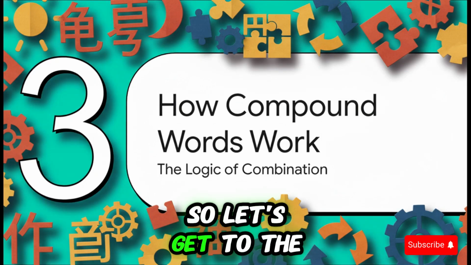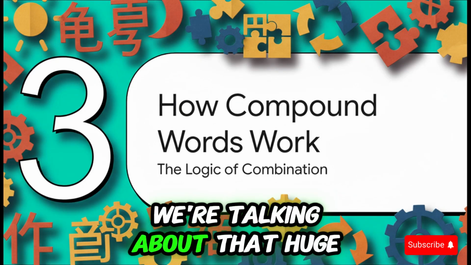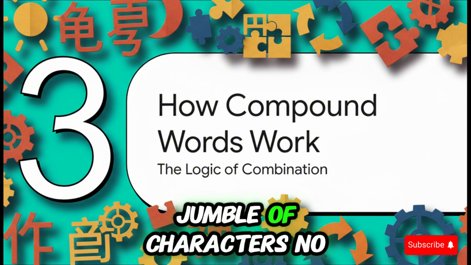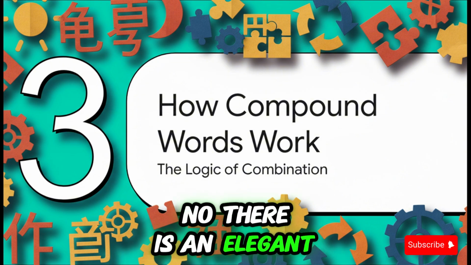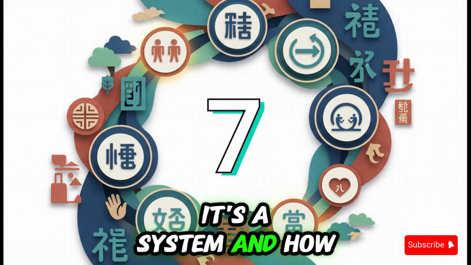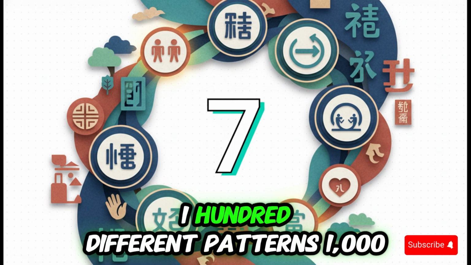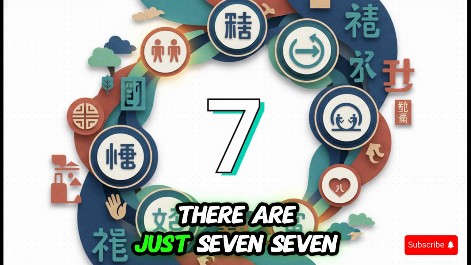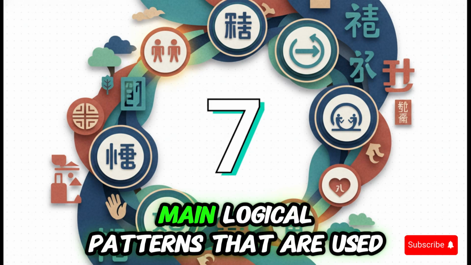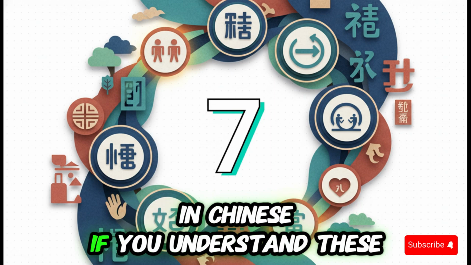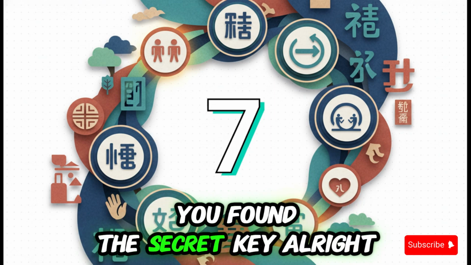Okay, so let's get to the heart of this thing. We're talking about that huge family of compound words. This isn't just a random jumble of characters. No. There is an elegant, logical system for how they're combined. And how complex is this system? 100 different patterns? 1,000? No, get this. There are just 7 main logical patterns that are used to build the overwhelming majority of words in Chinese. If you understand these, you've found the secret key.